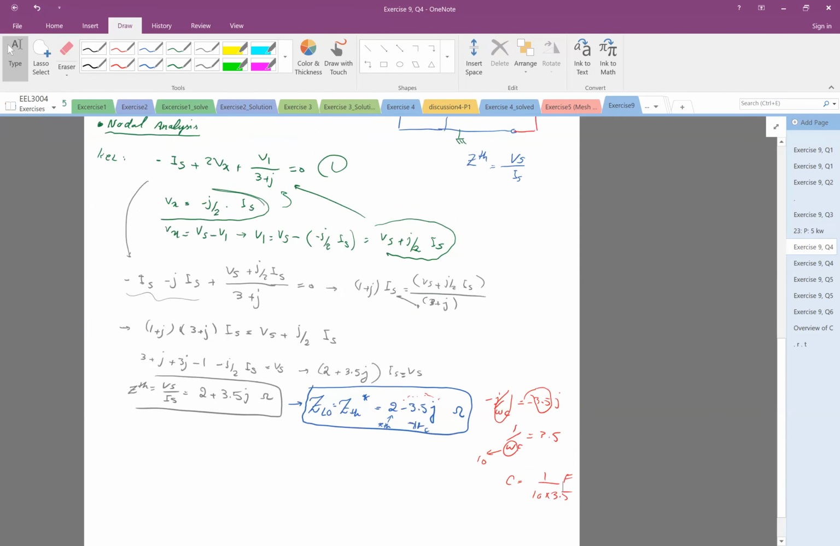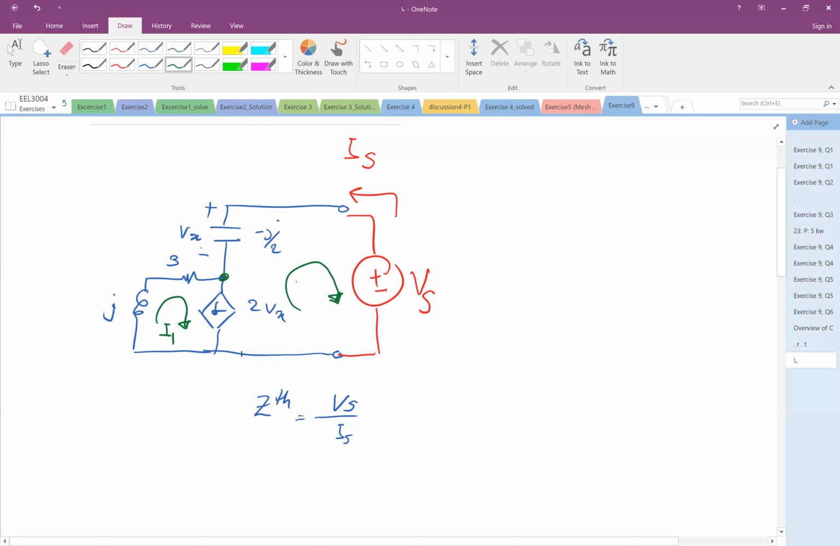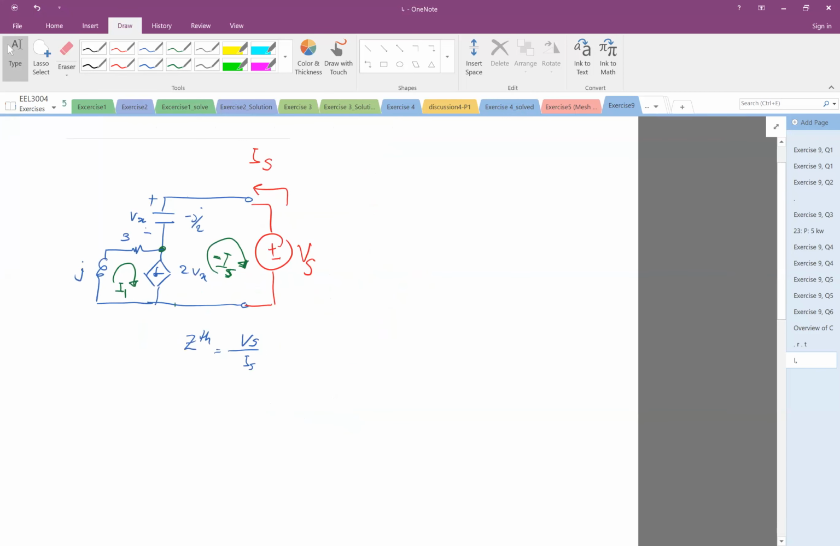Okay, so for mesh, as you know, we define the currents for each mesh. So let's call this I1. And this one, Is is going this way, I1 is, or this current is going the other side. So instead of defining a new current, I just put negative Is. I1 and negative Is. And we write KVL. So this is mesh current analysis.